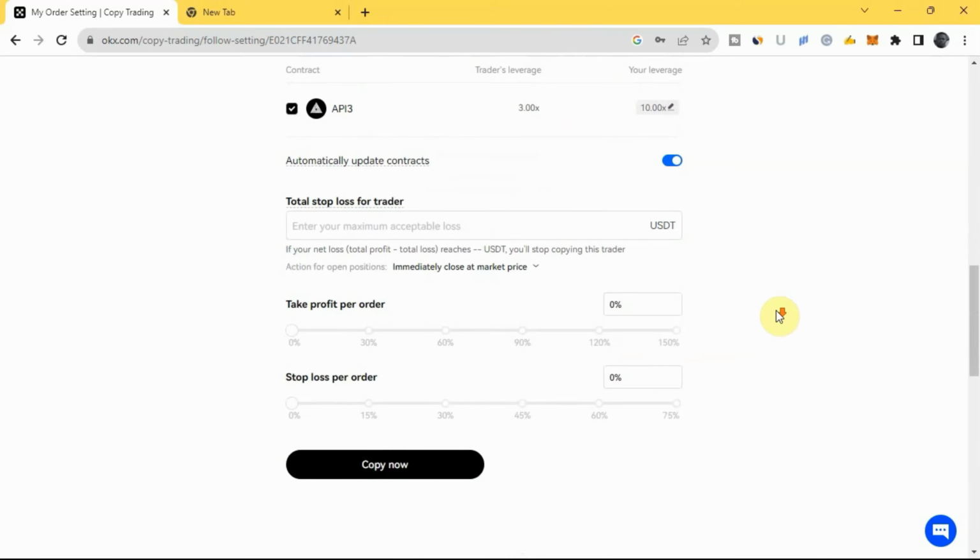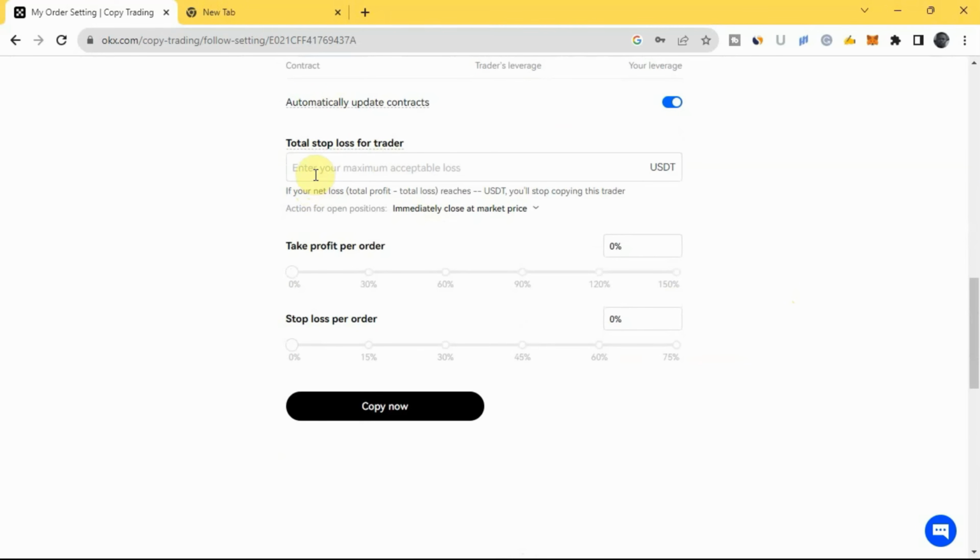And then once you've done all of that, you come right here to where you have stop loss, total stop loss for trader. So if you want to put stop loss right here, you come here to where you put stop loss. Or if you want to put your take profit percentage for every order, that's for every position you want to have a take profit percentage, you can put it right here.